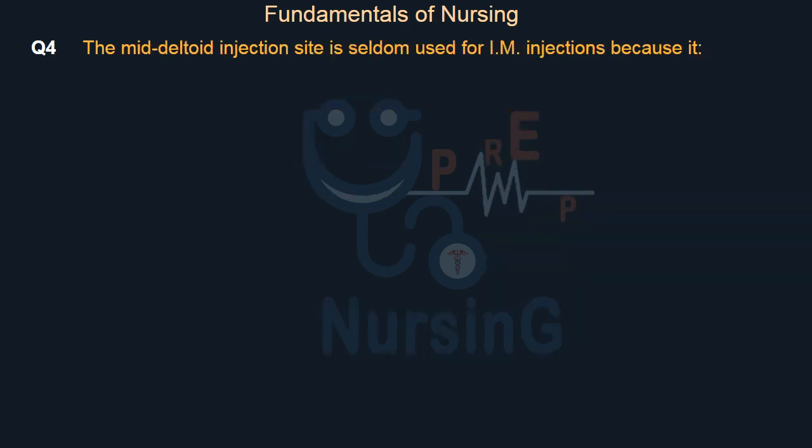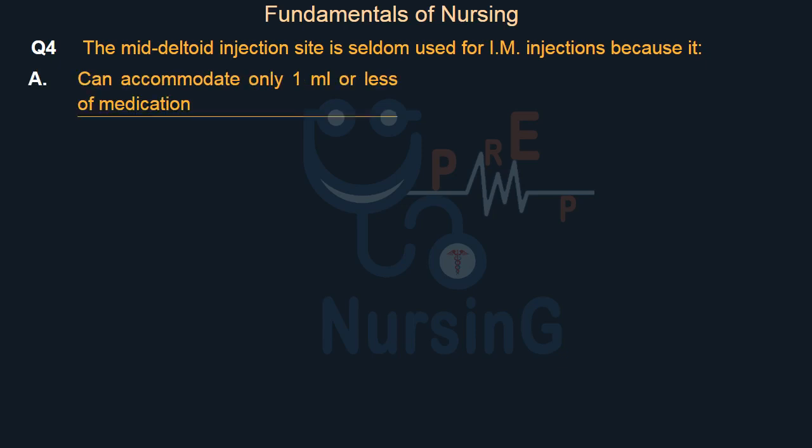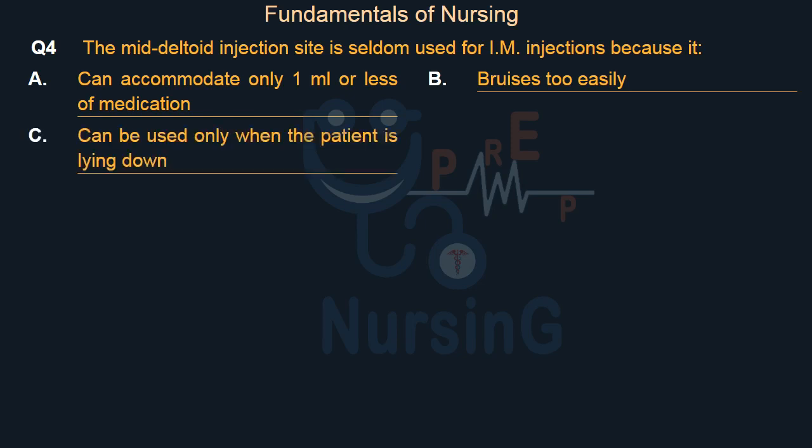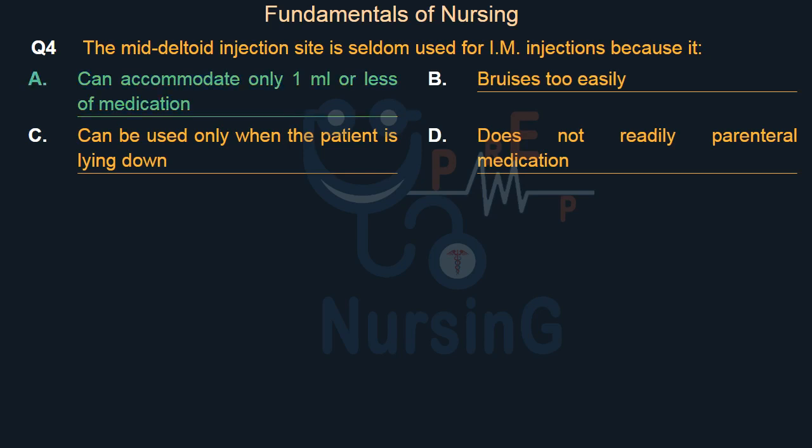The mid-deltoid injection site is seldom used for IM injections because it: Option A. Can accommodate only 1 milliliter or less of medication. Option B. Bruises too easily. Option C. Can be used only when the patient is lying down. Option D. Does not readily absorb parenteral medication. Right answer is Option A.